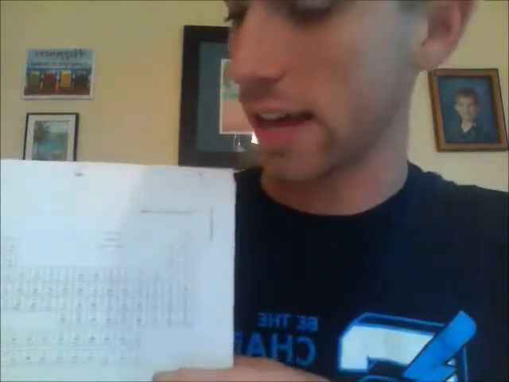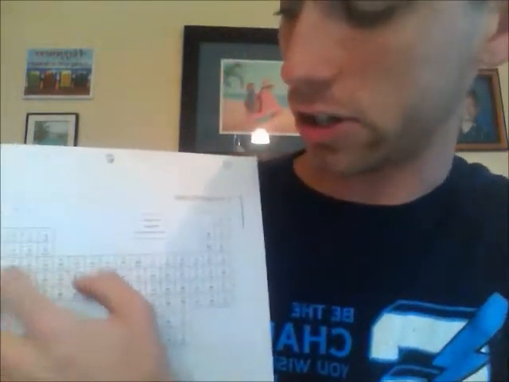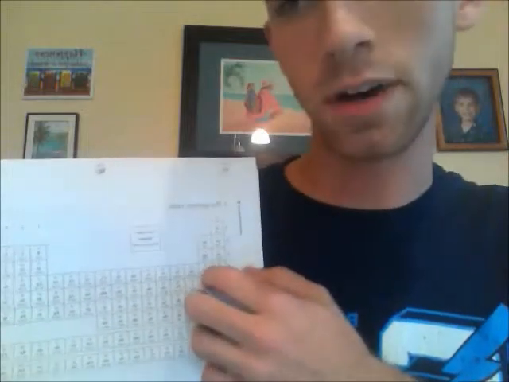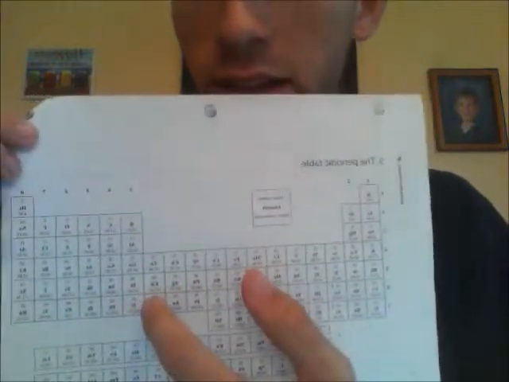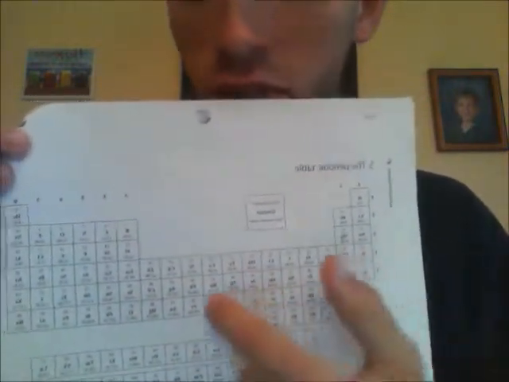Nonmetals, they pretty much explain themselves. They're not metals. Then after that, we have the metals, which are anything under and to this side of the metalloids. So as you can see, most of the periodic table is metals. Anything in this block from here to here is what's known as the transition metals.